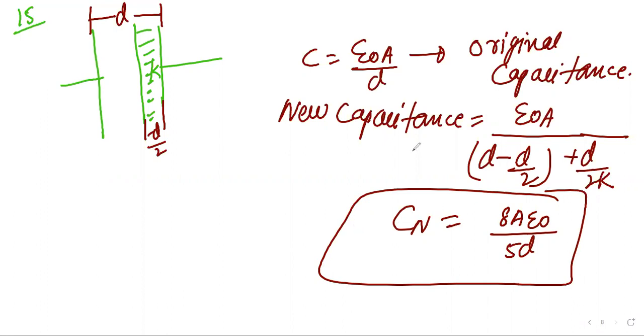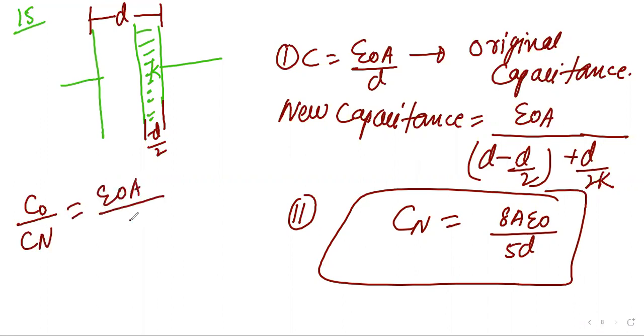If you want to take the ratio of old by new, it will be epsilon naught A by D divided by 8A epsilon naught by 5D. The epsilon naught A cancels, and D and D cancel. So it comes out as a ratio of 5 to 8.